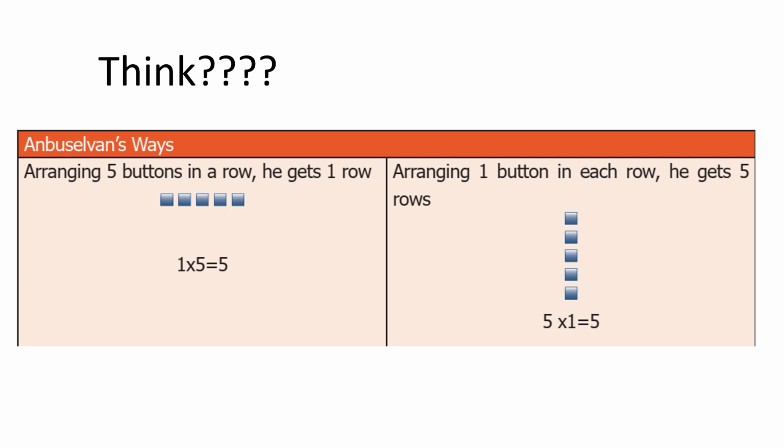Now think about this situation. The teacher gives 5 buttons to Anbuselvan and 6 buttons to Kayalvizhi and asks them to arrange them in all possible ways. Now Anbuselvan arranges 5 buttons in a row: 1, 2, 3, 4, 5 in one row. So he gets one way, and in another way he arranges one button in each row, so he gets 5 rows. Both are the same, 1 5 is 5 and 5 1s are 5. So totally 2 ways only. The factors are 1 and 5.